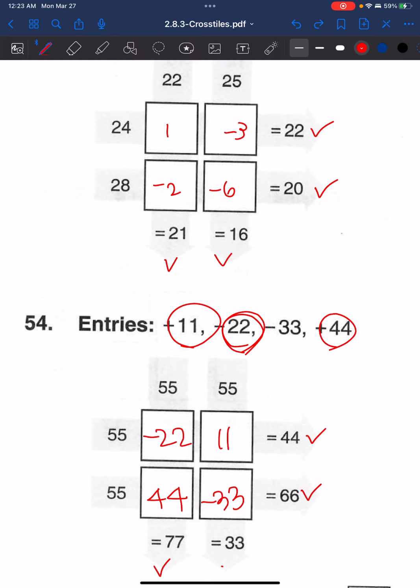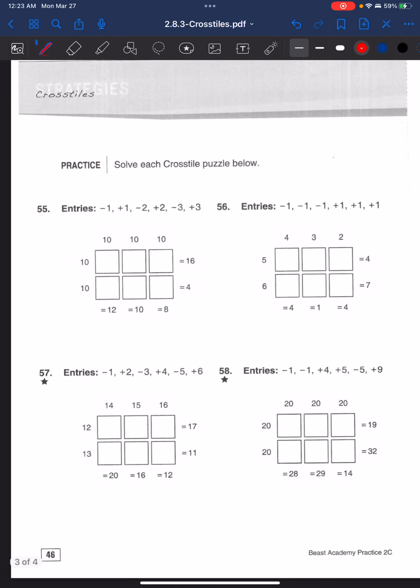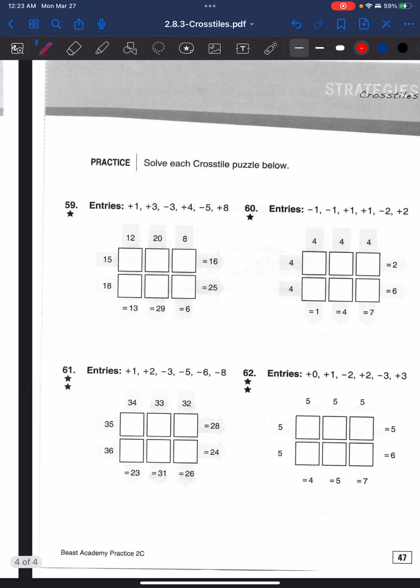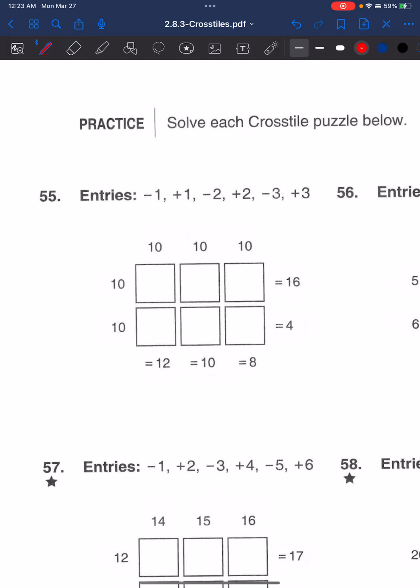So now that we've mastered four box crosstile puzzles, we're going to look at crosstile puzzles that are a bit more difficult, which involve six boxes instead of four boxes. And so I'll go over number 55 and tell you the solution right now. And so the numbers that we can use are negative 1, 1, negative 2, 2, negative 3, and 3.